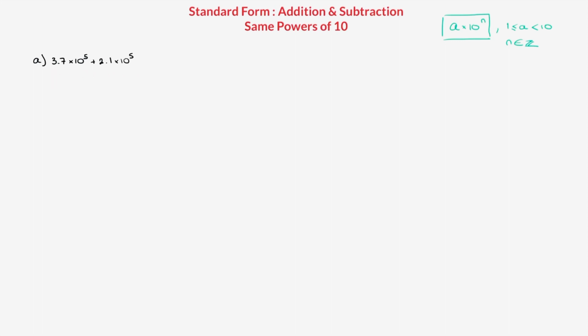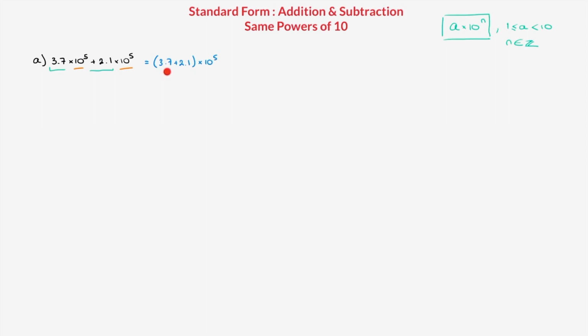We need to add 3.7 times 10 to the power of 5 plus 2.1 times 10 to the power of 5. And to do that, the first thing we notice is that both numbers involve the same power of 10, that's 10 to the power of 5, and consequently, we can place that 10 to the power of 5 as a factor to this expression and state that it's equal to, in parentheses, 3.7 plus 2.1. So I'll go ahead and write that. That's 3.7 plus 2.1, close parentheses, times 10 to the power of 5.